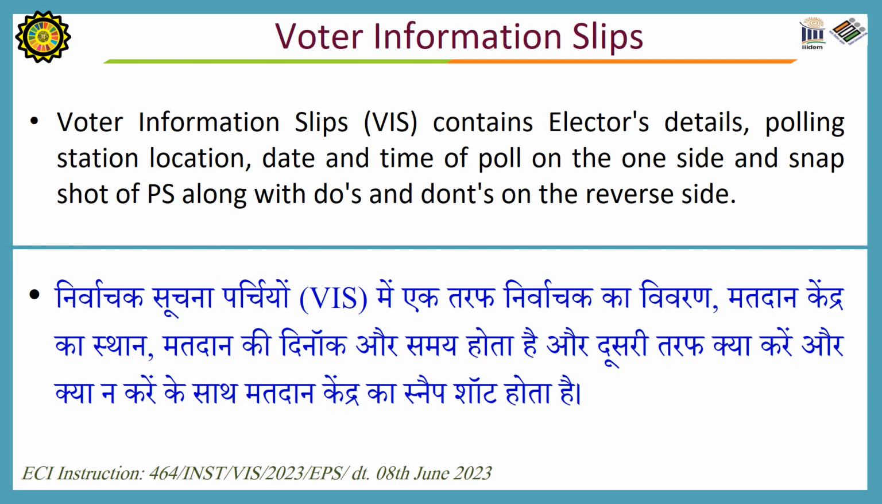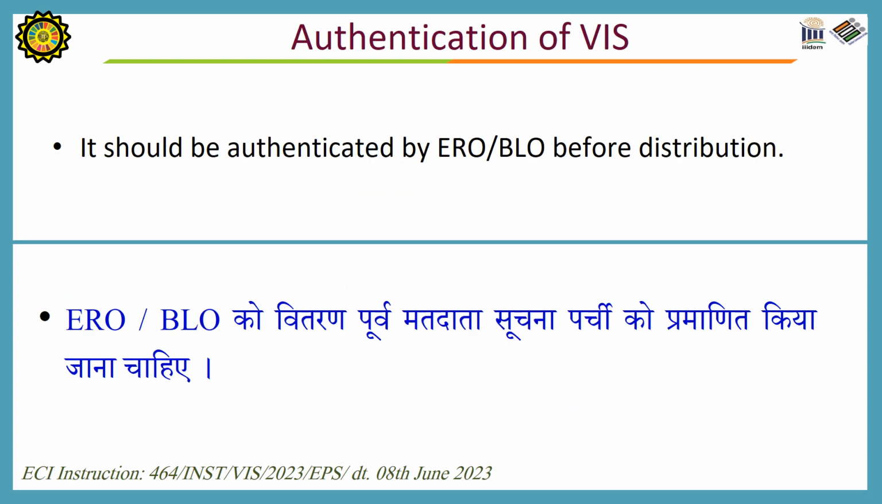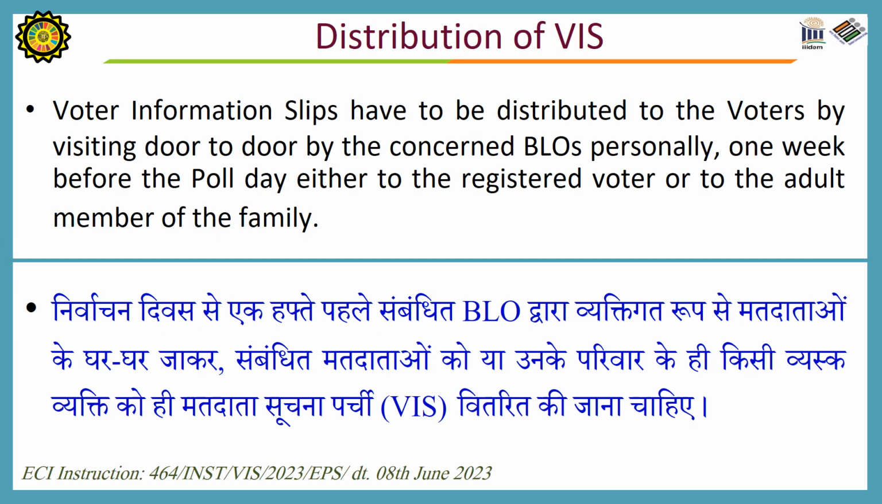Voter information slips. Voter information slips contain elector details, polling station location, date and time of poll on the one side, and a snapshot of polling station along with do's and don'ts on the reverse side. It should be authenticated by ERO BLO before distribution. Voter information slips have to be distributed to the voters by visiting door to door by the concerned BLOs personally 1 week before the poll day, either to the registered voter or to the adult member of the family.